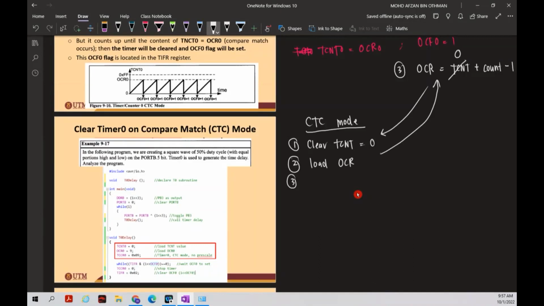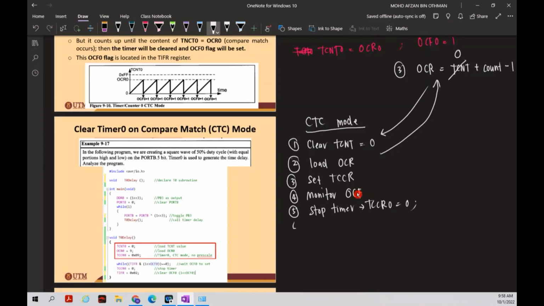Step number 3, you need to set the TCCR, same as previously. Step number 4, monitor the flags. In this case, we are going to monitor the OCF flag. If the OCF flag equals 1, step number 5, stop the timer. How to stop the timer? Put TCCR0 equal to 0. This is how you stop the timer.